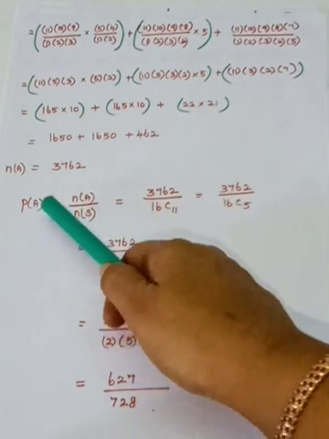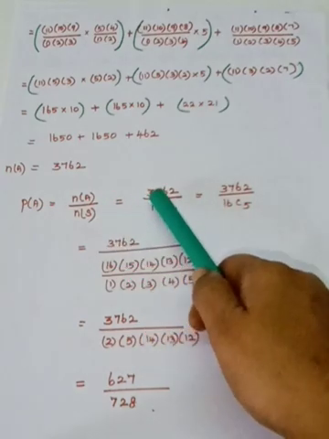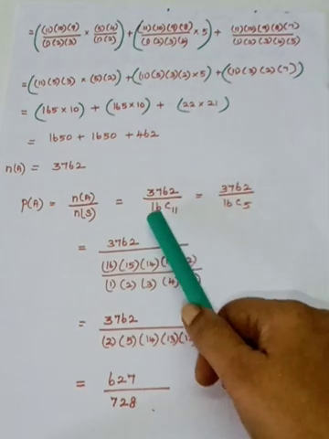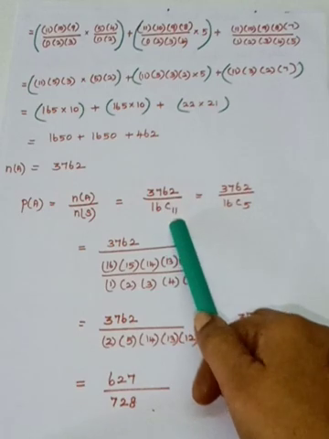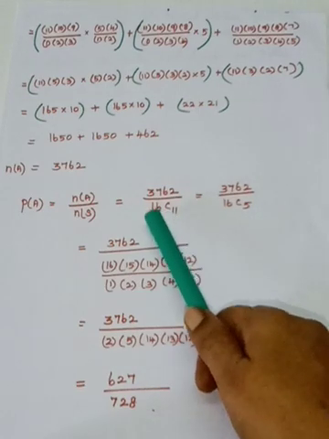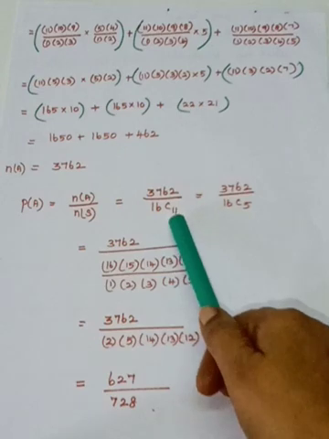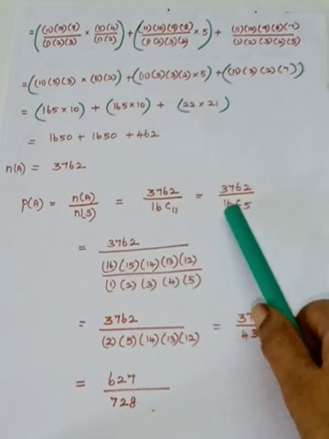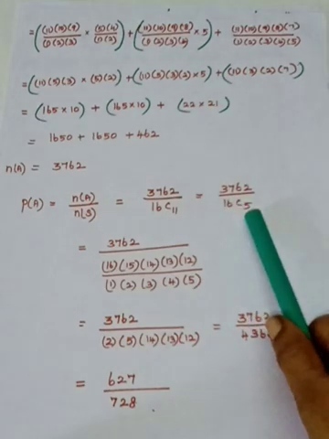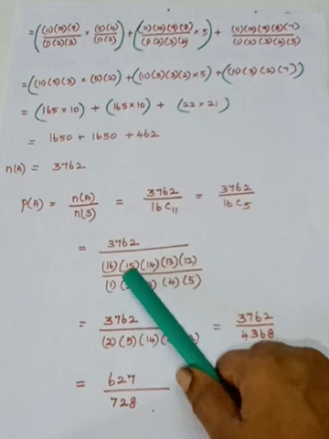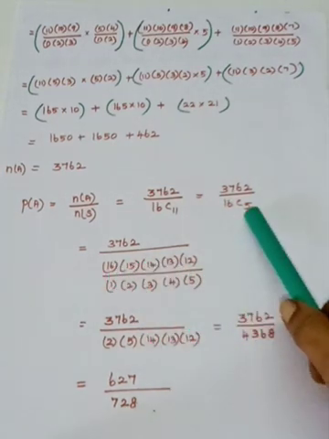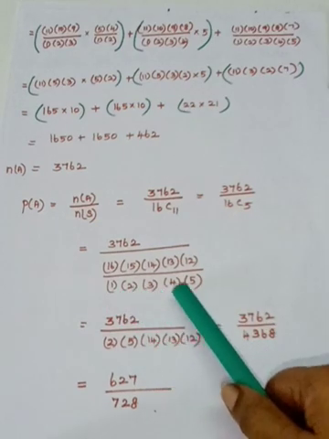P of A is N of A by N of S. So 3762, and what is N of S? The total members are 16, and from that you have to select 11 members. So it can be done in 16C11. Again, using the formula, 16C16 minus 11, that is 16C5. Starting from 16, how many places do you have to write? 5 places. So 16, 15, 14, 13, 12, I have filled 5 places, divided by 5 factorial, that is 1 into 2 into 3 into 4 into 5.